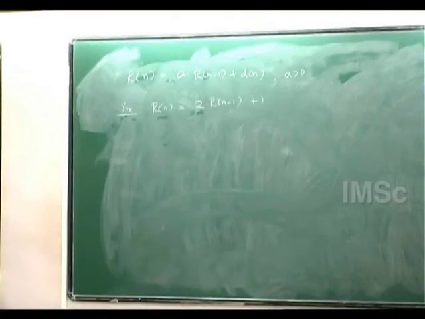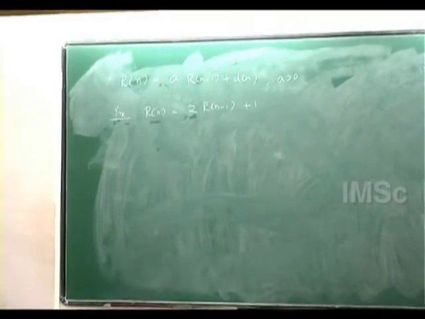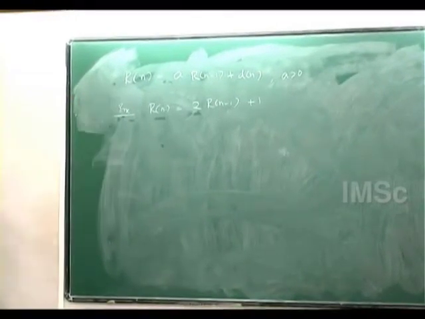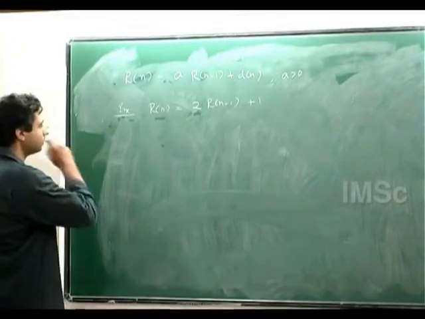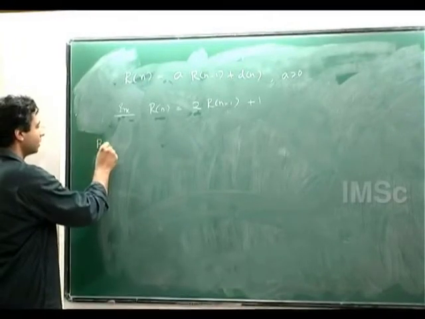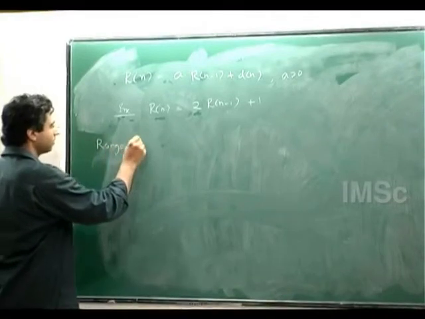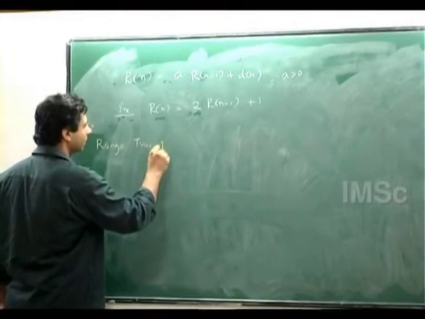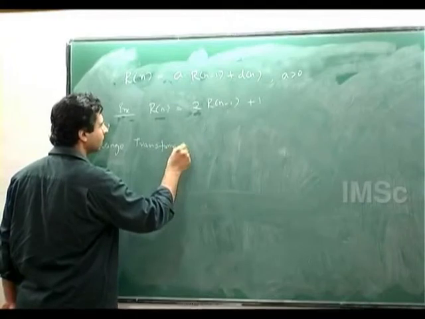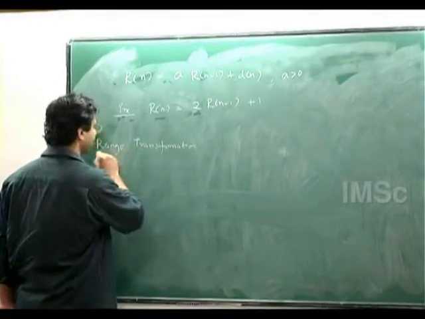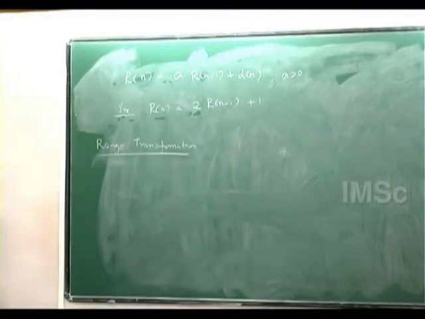So I want to reduce. My first step is to reduce a recurrence of this form to a recurrence of this form, a fundamental recurrence. So how will I do that? The trick to do that is called a range transformation. We'll see why it is called a range transformation.